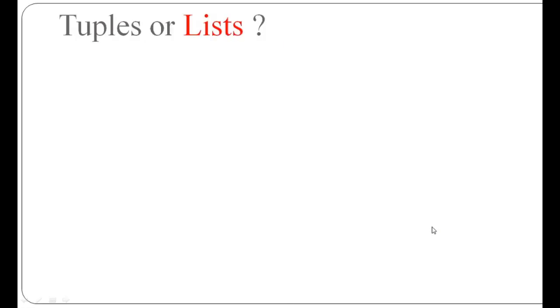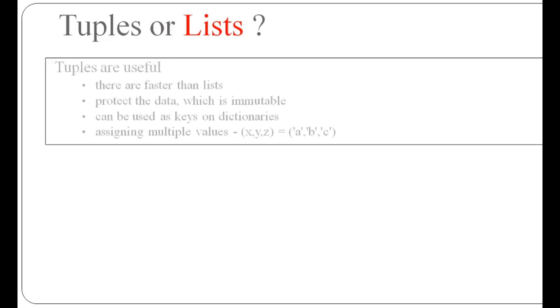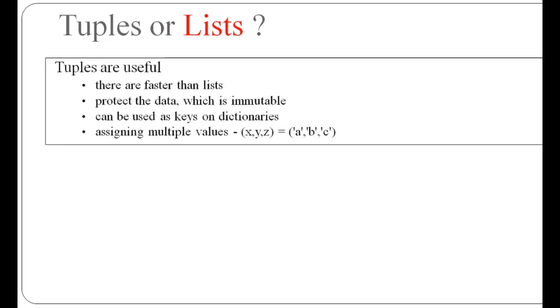So which is better, tuples or lists? Tuples have some advantages. They are faster than lists. They protect the data because they are immutable and they can be used as keys in dictionaries. And you can have multiple value assignment. So x, y, z = a, b, c. a will be assigned to x, b will be assigned to y, and c will be assigned to z.